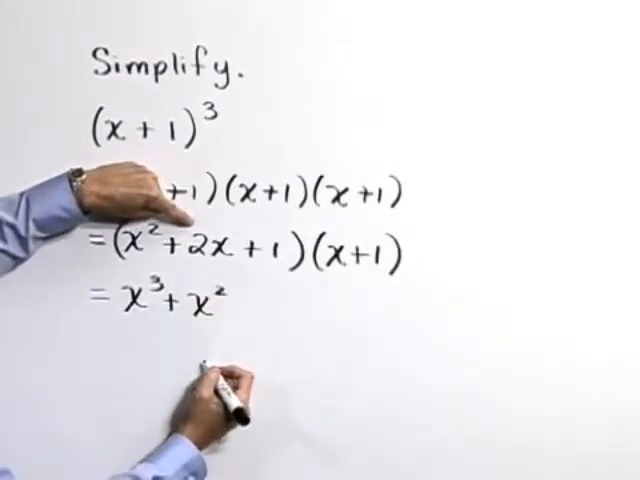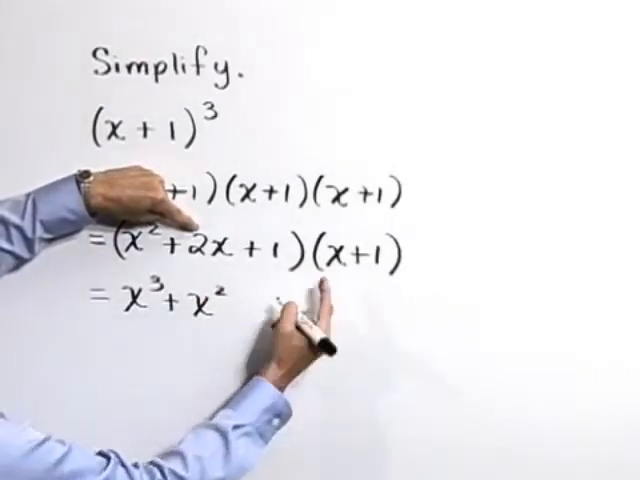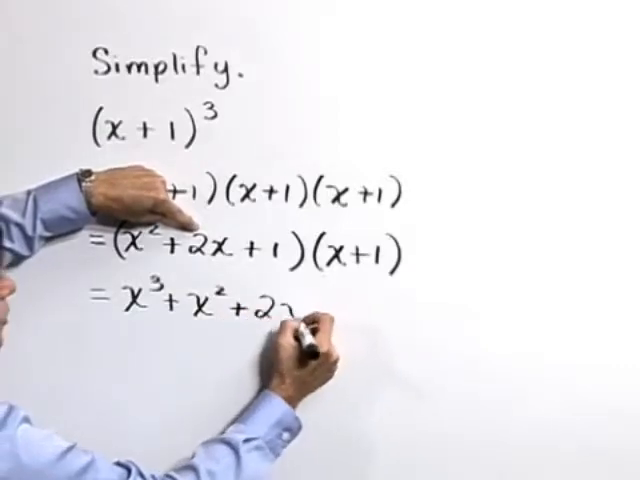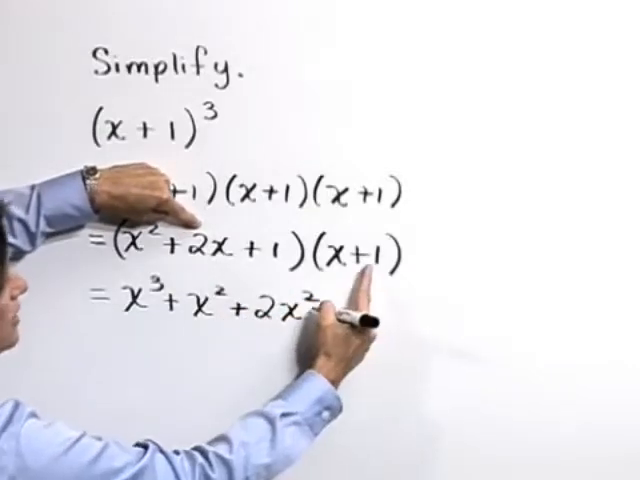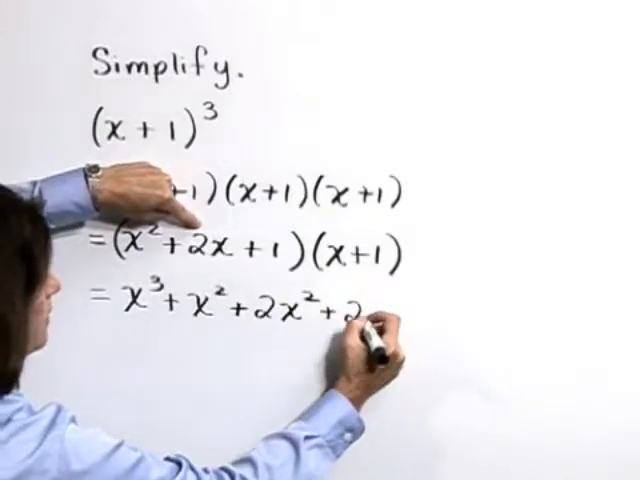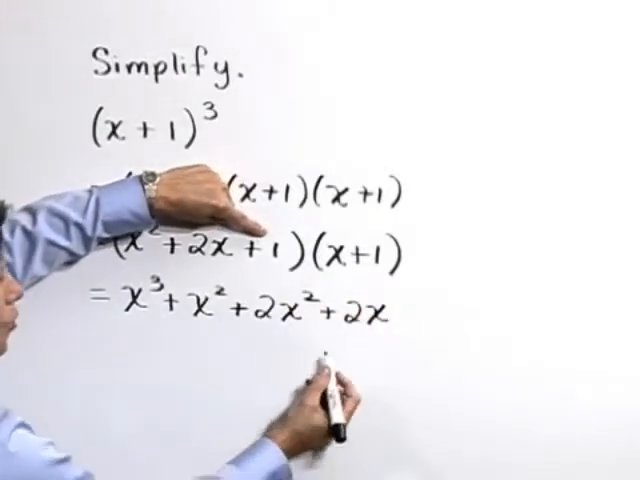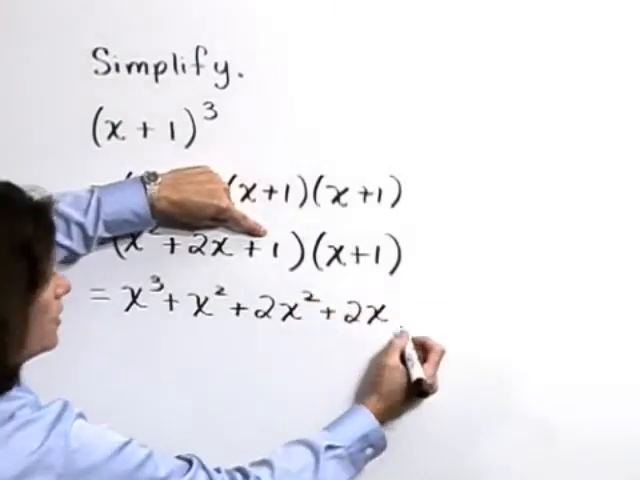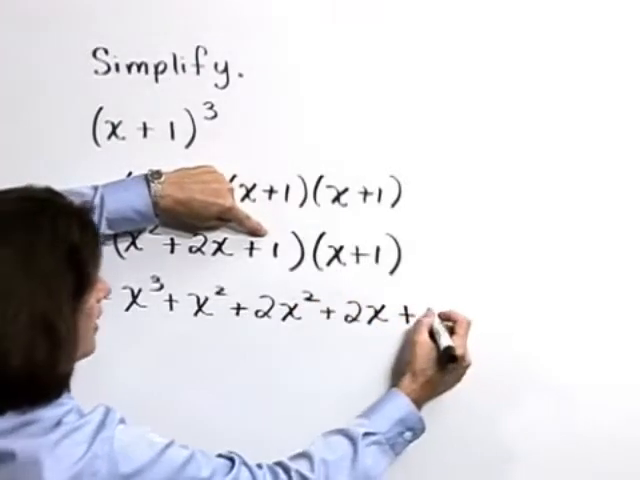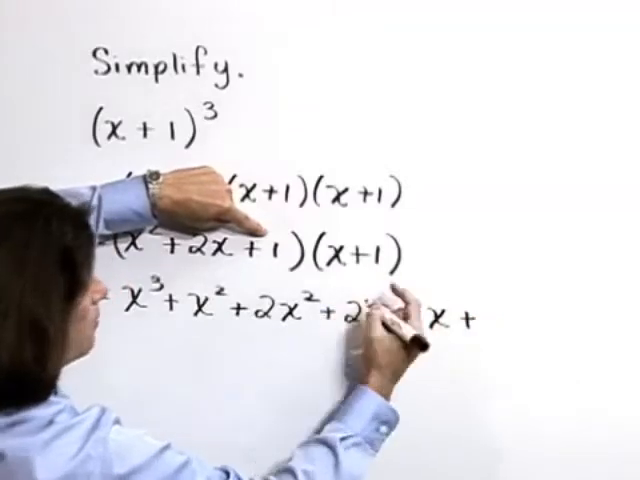Now we move to the 2x. 2x times x is a positive 2x squared, and 2x times 1 is a positive 2x. Lastly, 1 times both of those terms gives a positive x and a positive 1.